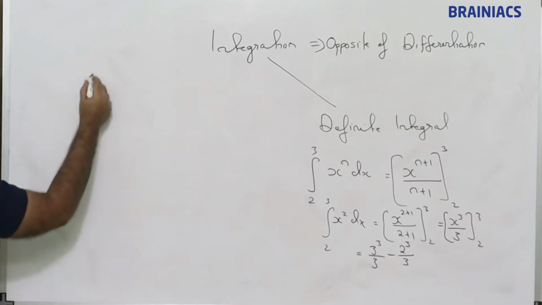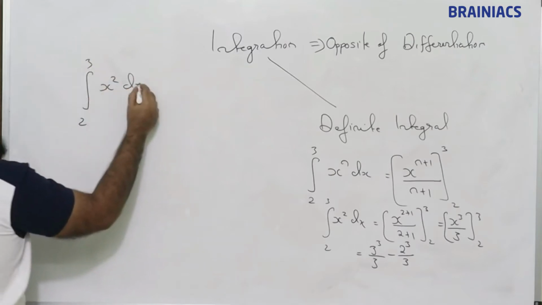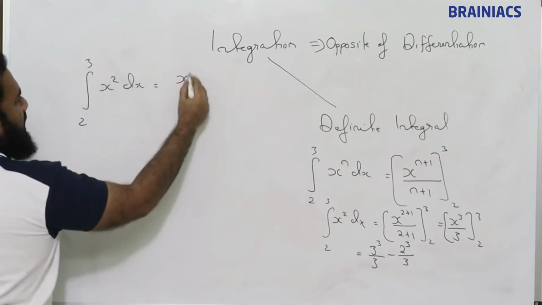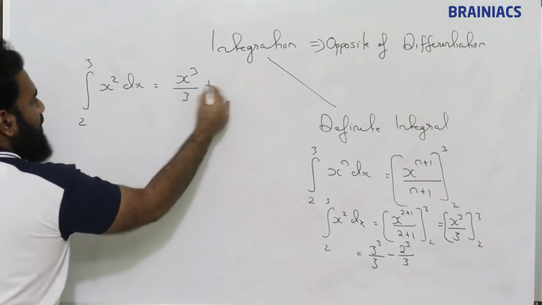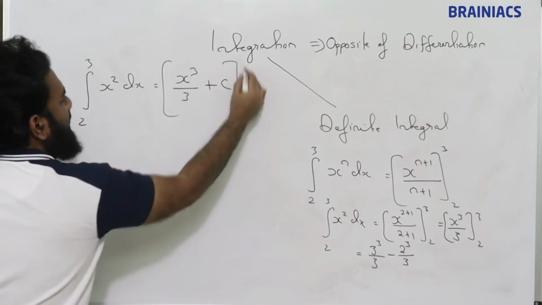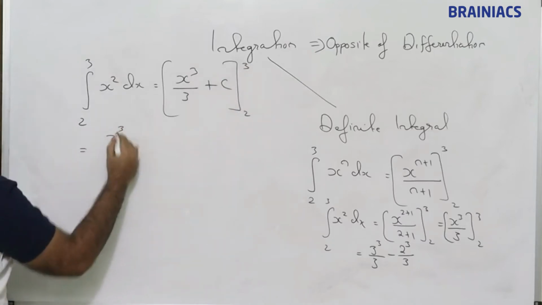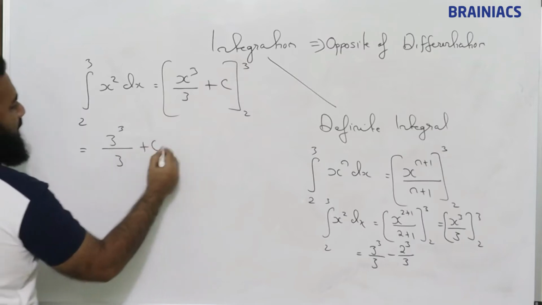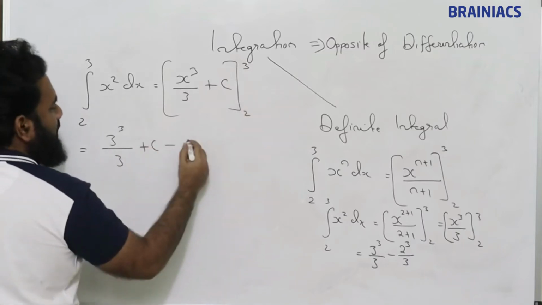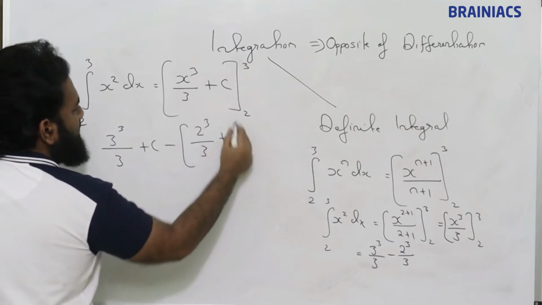Suppose we take an example, integral from 2 to 3 of x square dx. So this is going to be x cube by 3 plus constant, but we will put the limit also. We need to substitute the limit. When you substitute the limit, this is going to be 3 cube by 3 plus c, minus, this also we will substitute, 2 cube by 3 plus c.